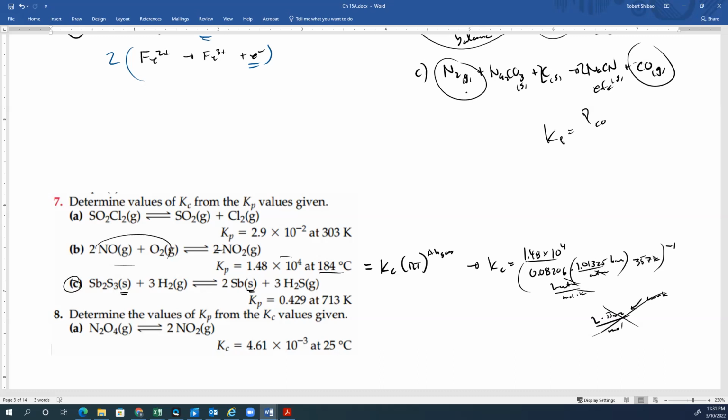C. I think I already did these in class. 0. 0 is correct. 8. What's the delta N of gas for this one? +1. Okay, good. All right, and then just plug it into this equation and then do the calculation. Then it should be okay. We're assuming that KP is in bar. That's why I have this 1.01325 bar per atmosphere.